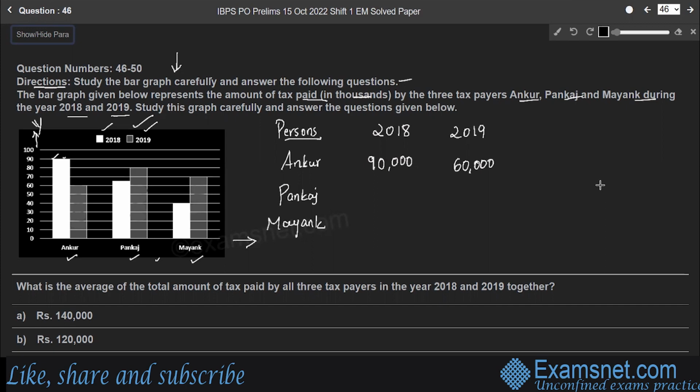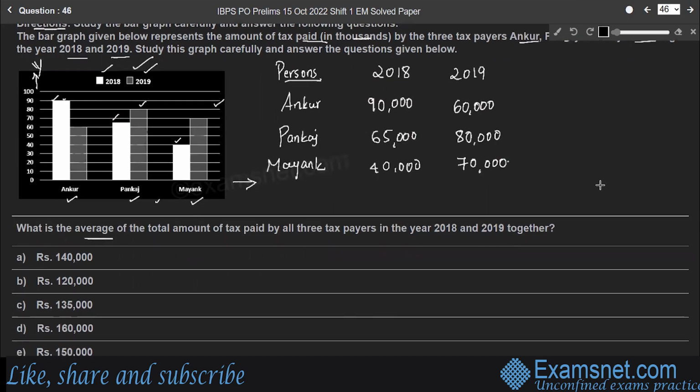Next is Pankaj. Pankaj paid 65,000 rupees tax in 2018. In 2019, he paid 80,000 rupees. Whereas Mayank paid 40,000 rupees in 2018 and he paid 70,000 rupees in 2019. Right? Here the question is, what is the average of the total amount of tax paid by all three taxpayers in the year 2018 and 19 together?